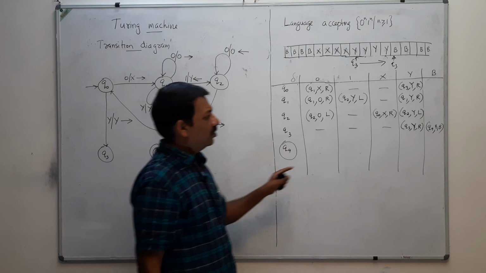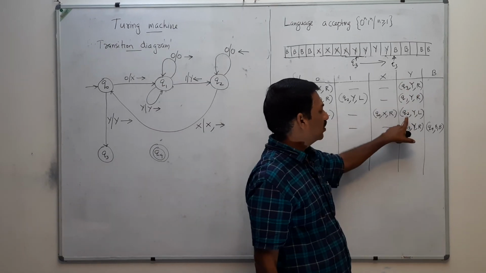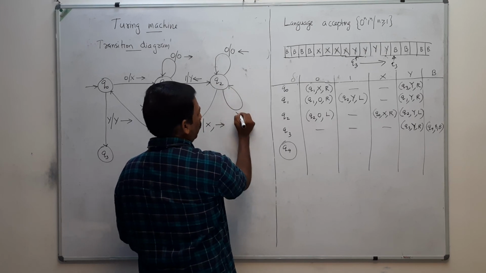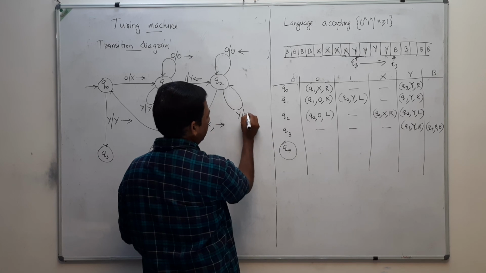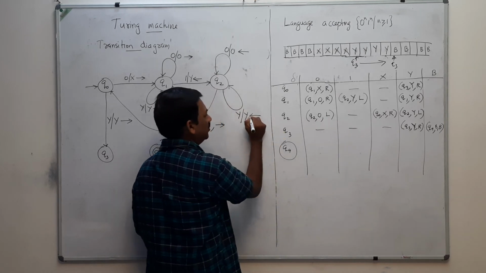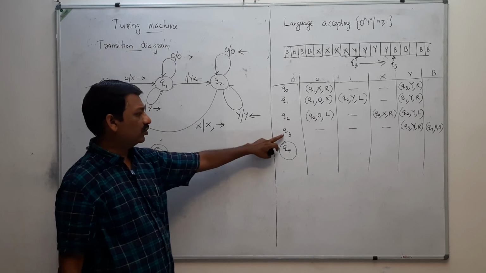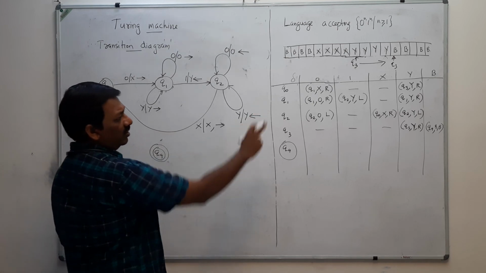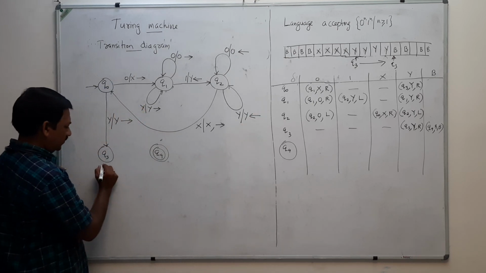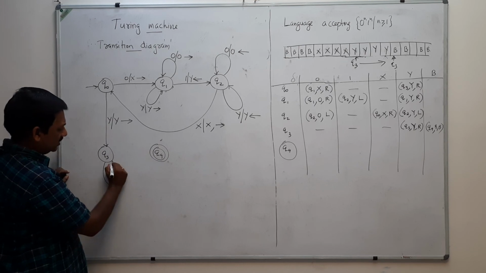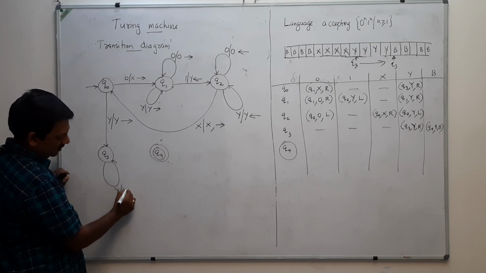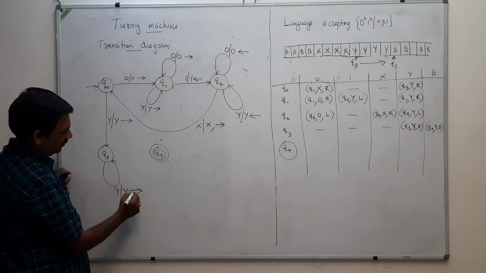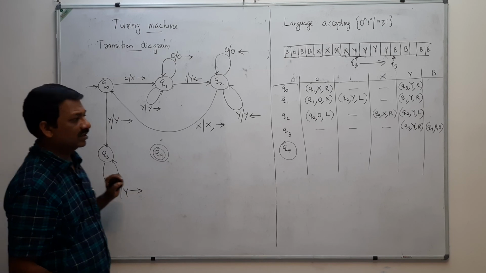Okay. Now what about Q2 on y? Q2 on y stays in the same state Q2 and replaces y with y, and it is moving left. Now what about Q3? In state Q3, if the input symbol is y, it is staying in the same state. That means y is replaced with y and it is moving right. It is staying in the same state.